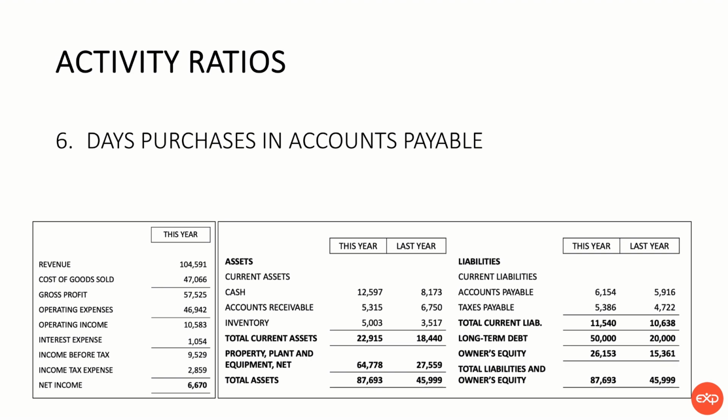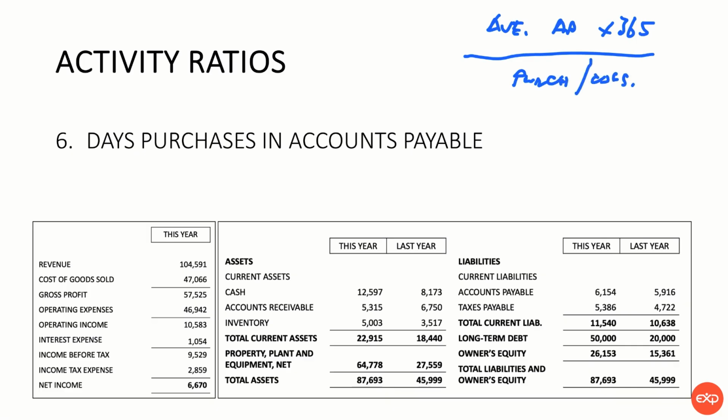Anyway, let's hit the calculation here. What you will need with the formula for days purchases in accounts payable is the same: average accounts payable times 365 over either purchases, credit purchases, or COGS. So in this case, we are looking at COGS here, and we're looking at these two numbers here.